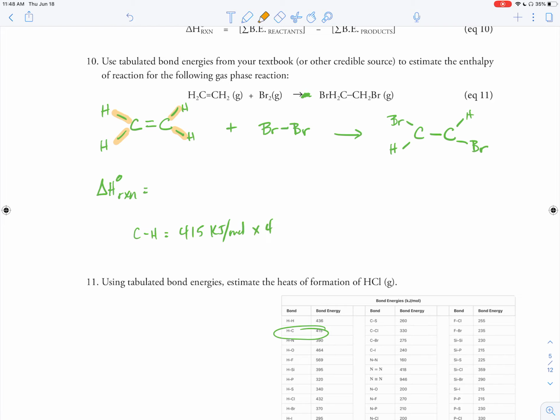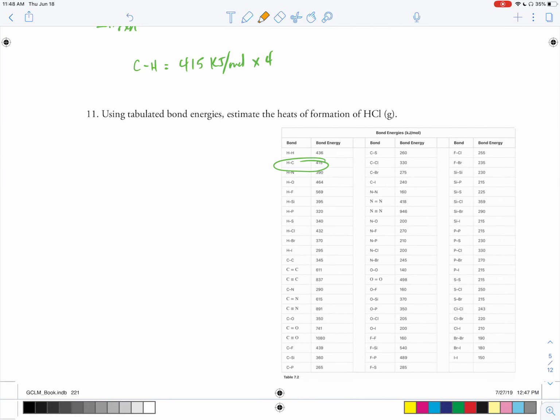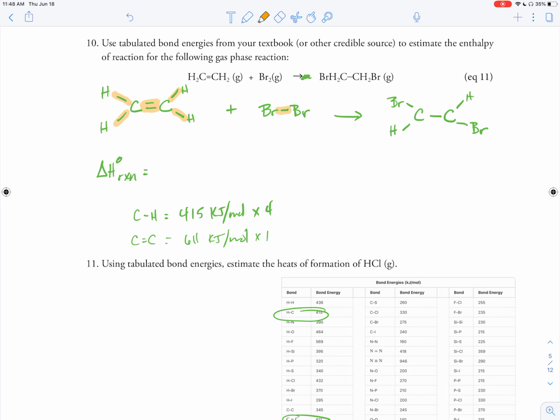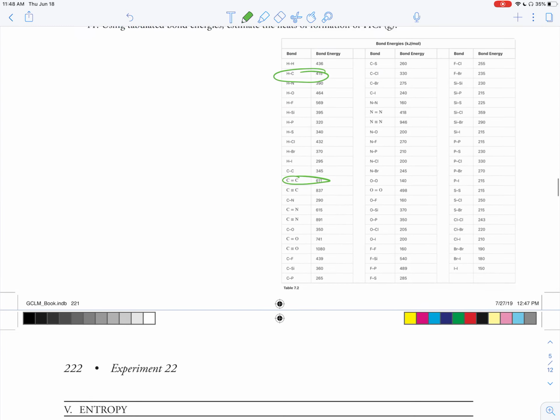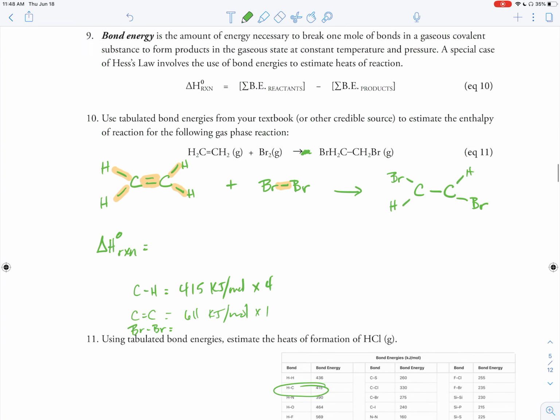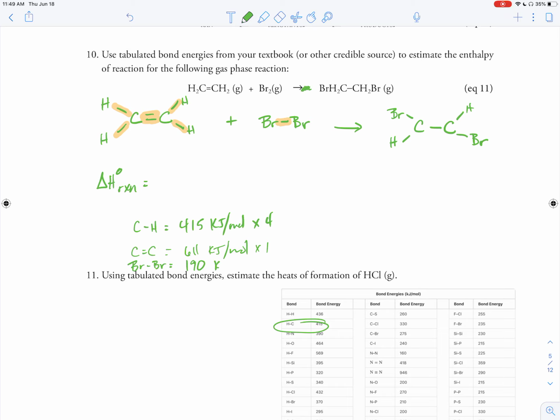The other bonds that I have: I have a carbon-carbon double bond, and I go find that. That's right here, 611, and that'll be times 1 because I only have 1. And then I happen to have 1 bromine-bromine single bond. So how much is associated with that? Right here, 190, sorry. And I only have 1 of that. So you would add all of these together, and that would give you that value.